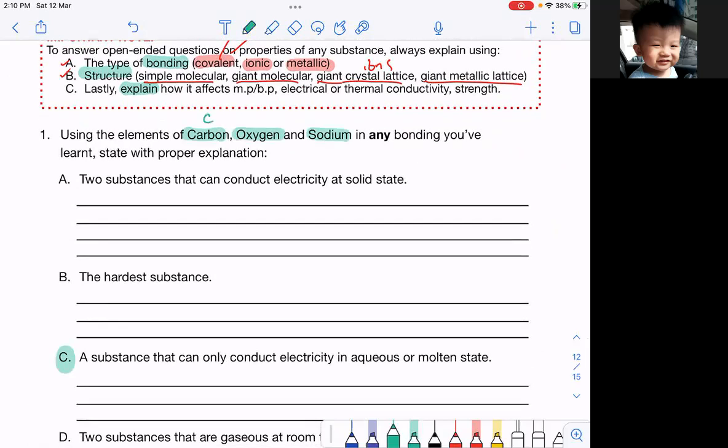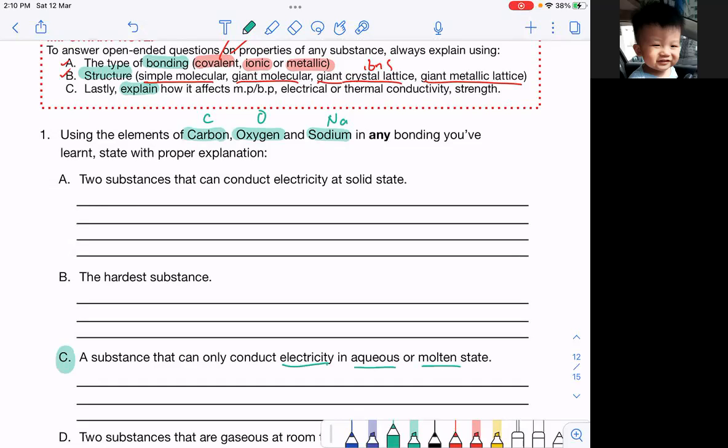These questions are not easy, by the way. I can combine them anyway, and I want a substance that can conduct electricity in aqueous and molten. What is it hinting? I'm looking for which bonding. Which bonding do you see that can conduct electricity when I make it aqueous or molten? Ionic.